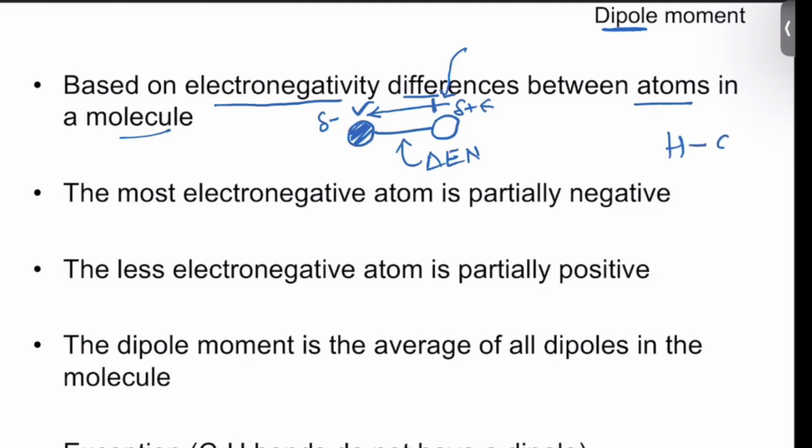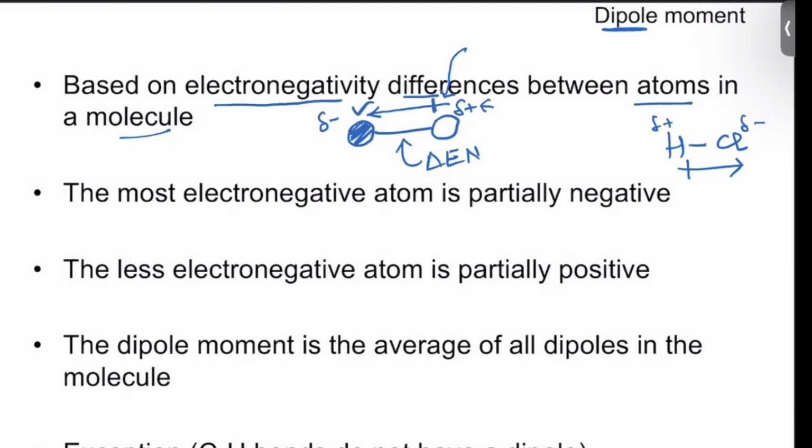So let's say you have this kind of a bond, HCl. Can you take a second and draw the dipole for this bond? Chlorine is more electronegative than hydrogen. So therefore, chlorine should have a delta minus and hydrogen should have a delta plus. Therefore, the dipole should look like this. All right? Now, that is for a specific bond.